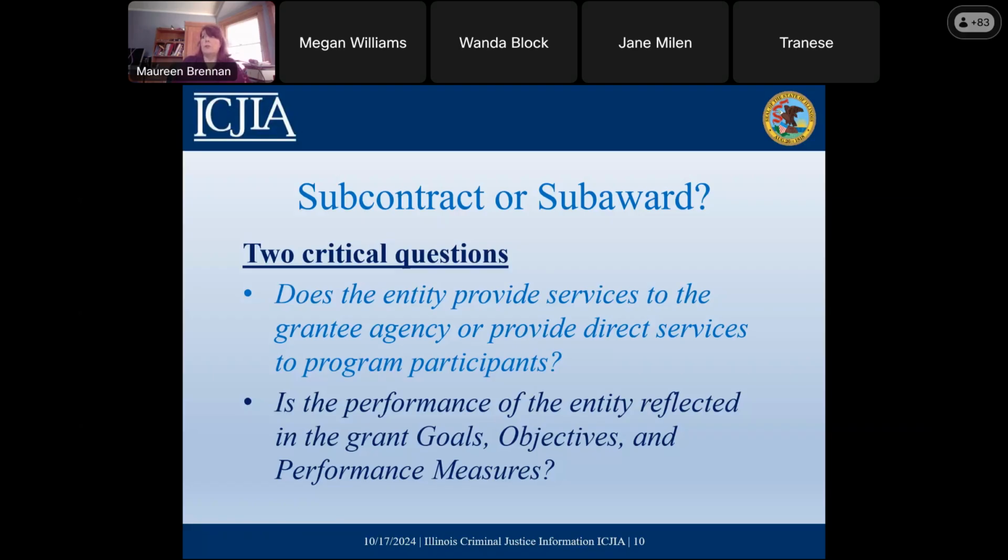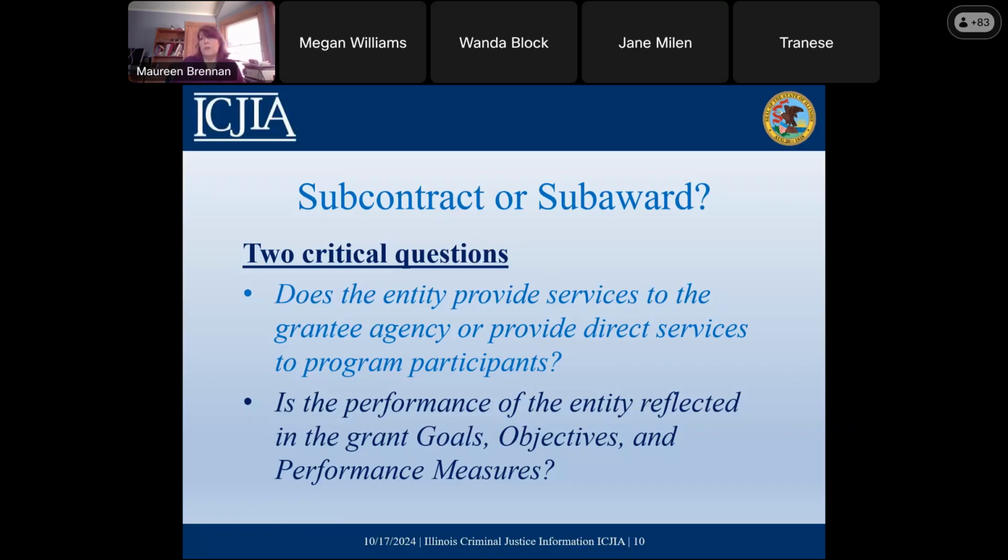maybe you're going to do conflict resolution training with your program participants as part of the larger program. That would be direct services to your program participants. And so that would be a subaward. And then it's going to be the work of that trainer who's doing the conflict resolution for your clients.